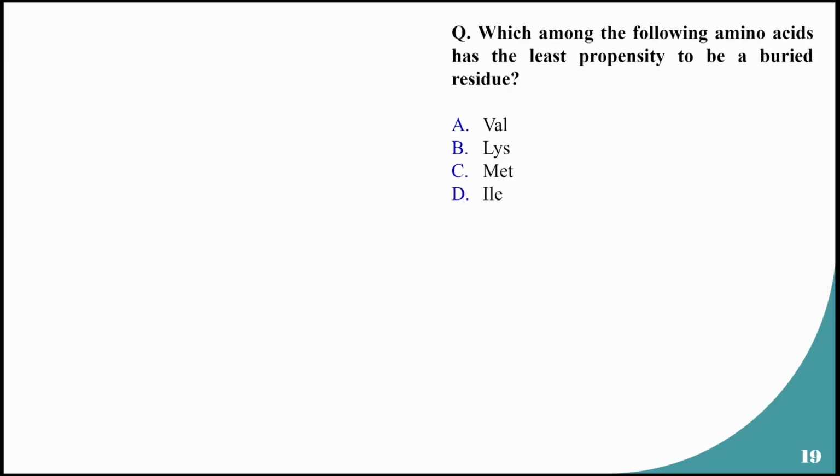And then here we have another question, which is asking which of the following amino acids has the least propensity to be a buried residue. Now, you can find it out based on the characteristics of the amino acids. Remember that we earlier divided the amino acids into certain categories based on their hydrophobicity, polarity, and so on. So shortly, based on that, you can try to figure it out.